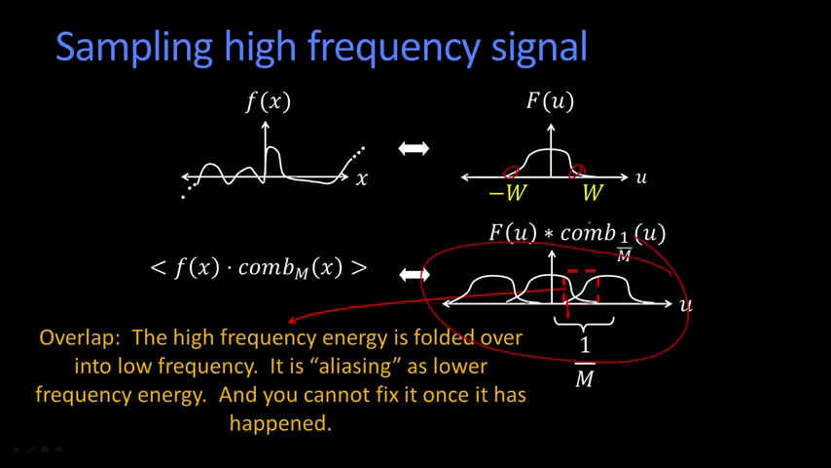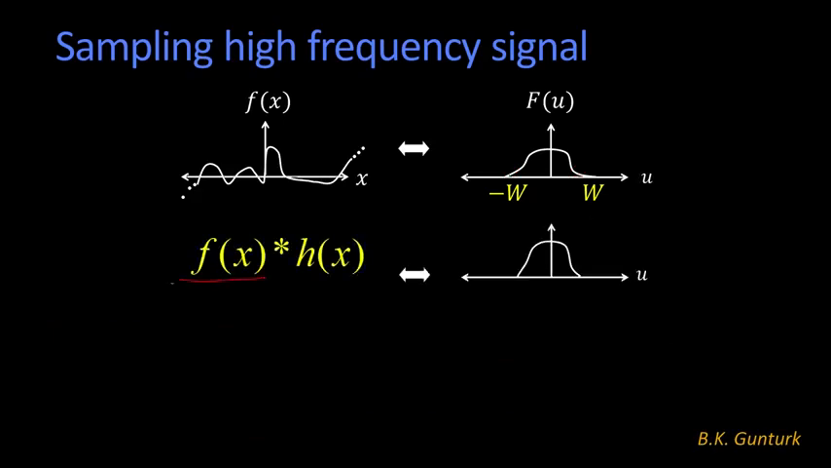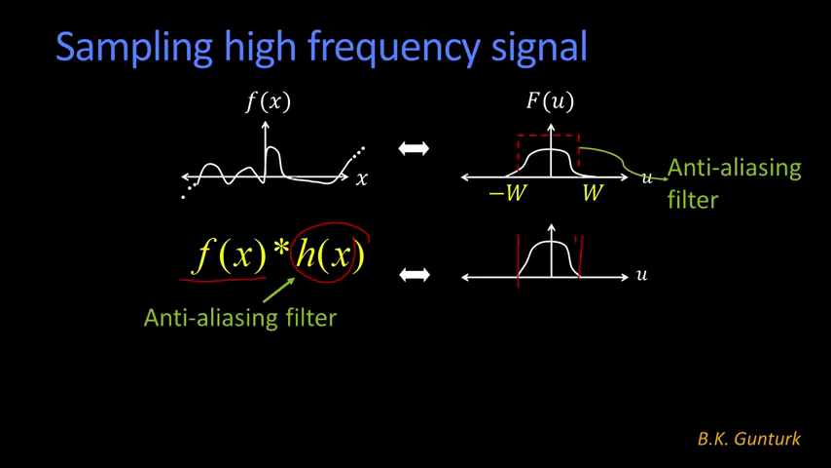So how might you do that? Okay? Well, how do you remove high frequencies? Well, we know how to do that. We convolve with h. Maybe it's another Gaussian. What does that do? That reduces the high frequencies. So the frequency spectrum of the convolution of f and h has much less high frequency. So that h is what's referred to as an anti-aliasing filter.